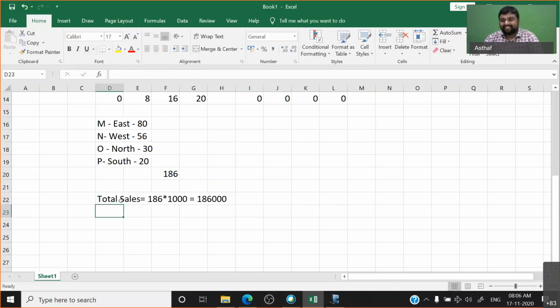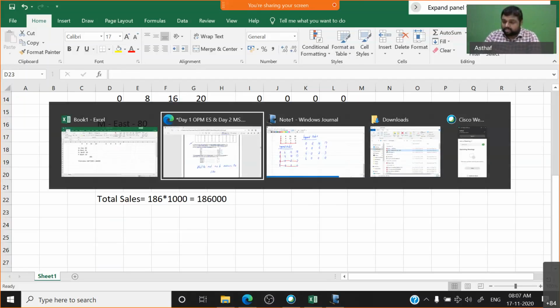Very interesting. Now with this concept, you can do most of the remaining questions. So you can do it yourself. With this concept, you can do the remaining problems.